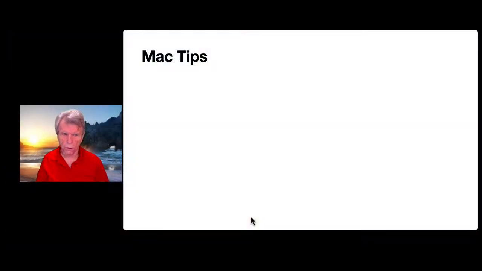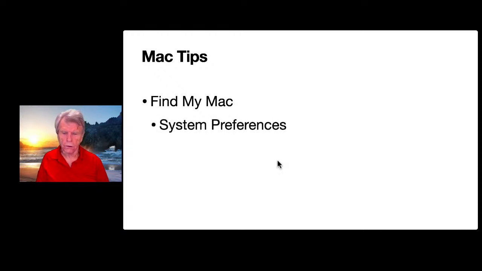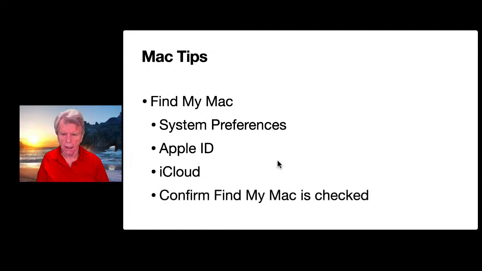So let's get started with our tips for using your Mac. The first thing is Find My Mac. The tip is to make sure that that is turned on. To do that, you go to System Preferences, go to Apple ID, check iCloud on the left-hand side, and you'll have to scroll down a little bit, find Find My Mac, and make sure that is checked.